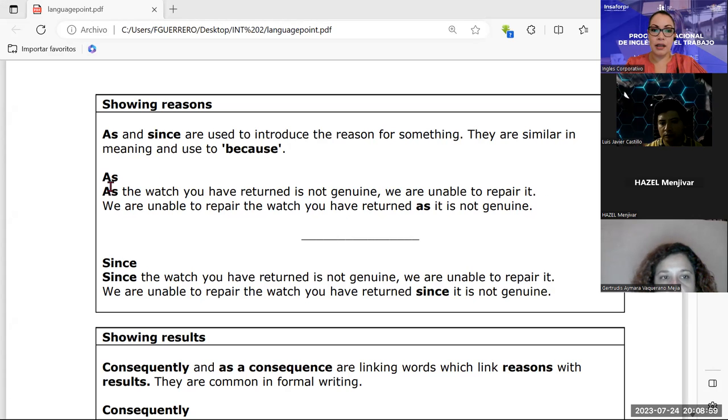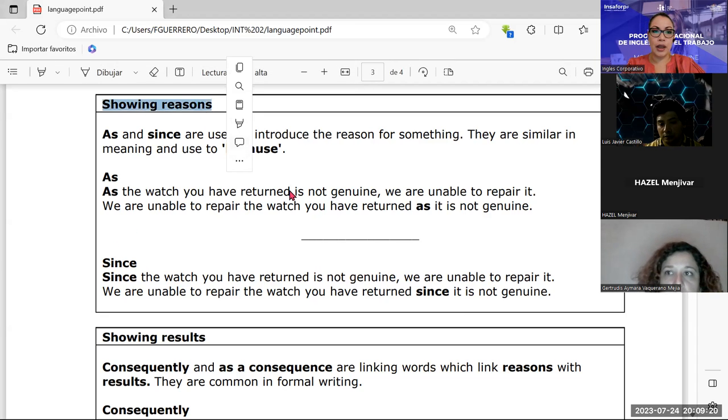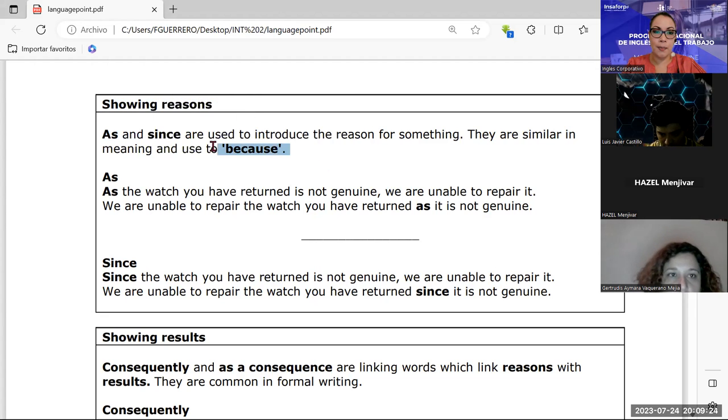So you see, as is very similar to because, and since is the same thing. Since the watch you have returned is not genuine, we are unable to repair it. We are unable to repair the watch you have returned since it is not genuine. So to show reason, we can use as and since, and they have the same meaning as because.